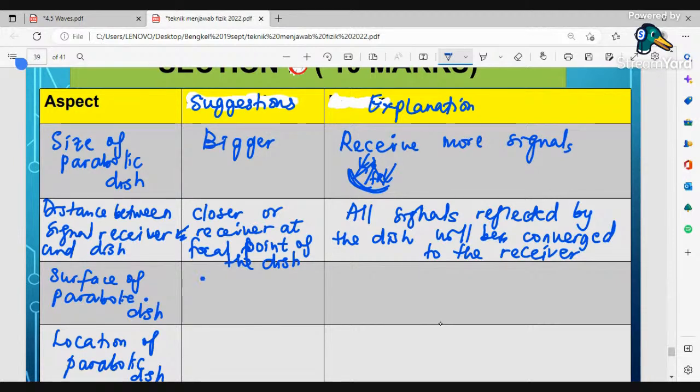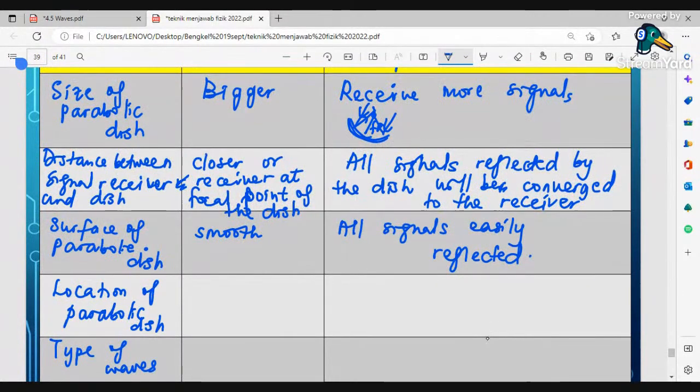Surface of the parabolic dish must be smooth, so that all signals are captured. We apply all the concepts we discussed in the topic of reflection. Location of the parabolic dish must be at a higher place to avoid obstacles. We don't want obstacles; if it's up high there are fewer obstacles.